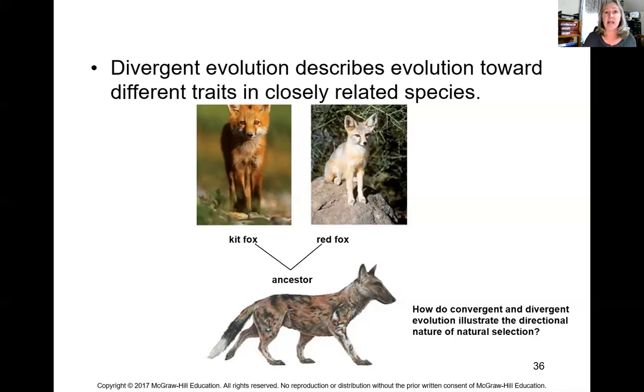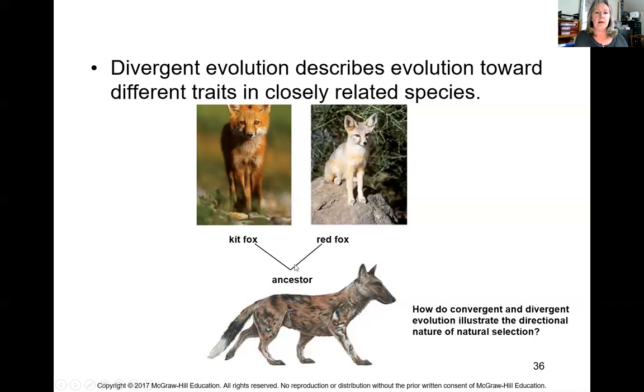So the environment can change the appearance because of whatever traits an organism has that make it best suited for that environment. That's going to allow them to survive, reproduce, and pass that trait on to their offspring.